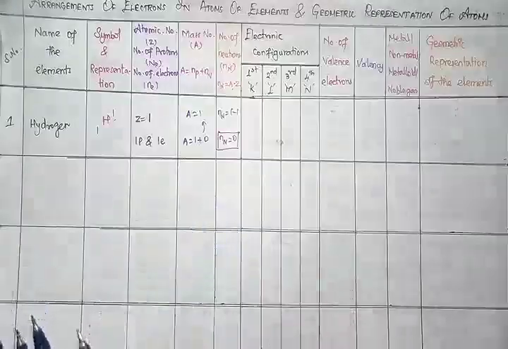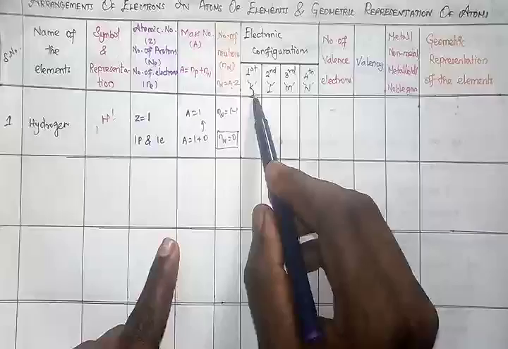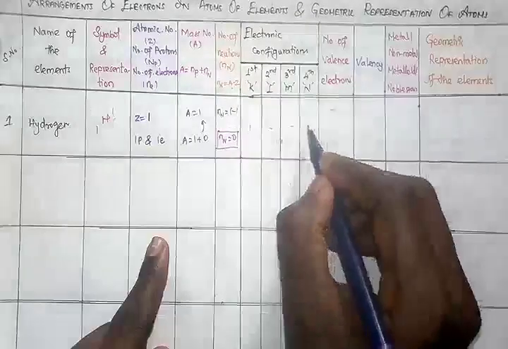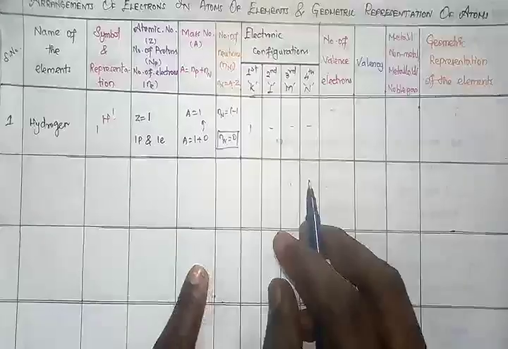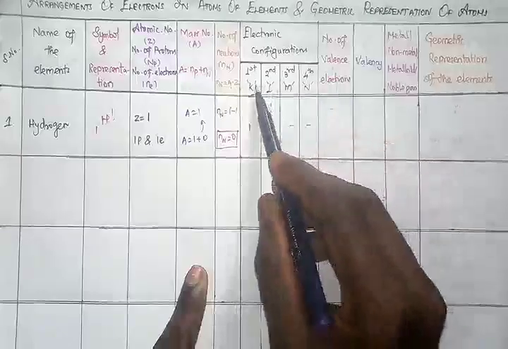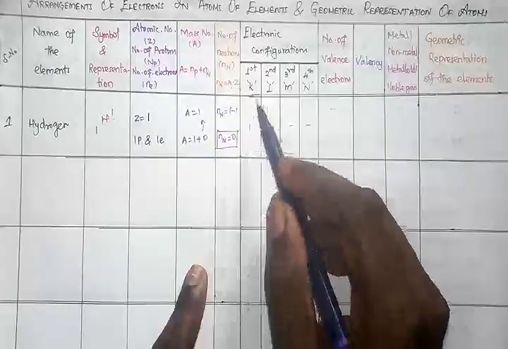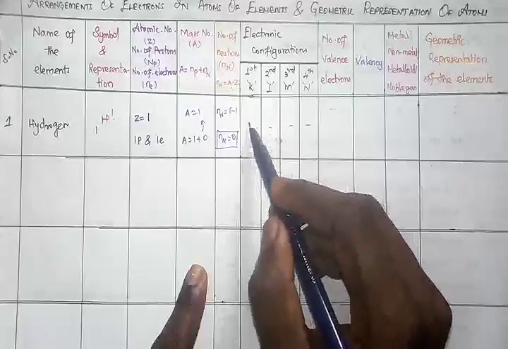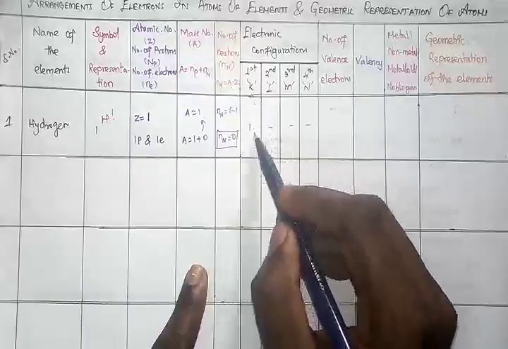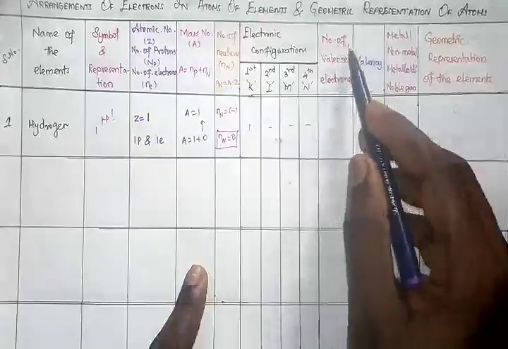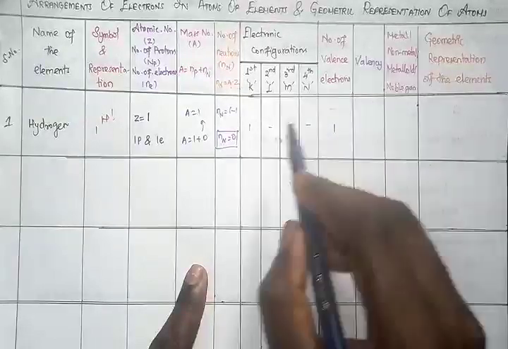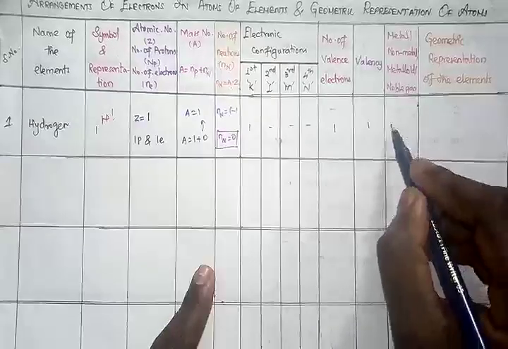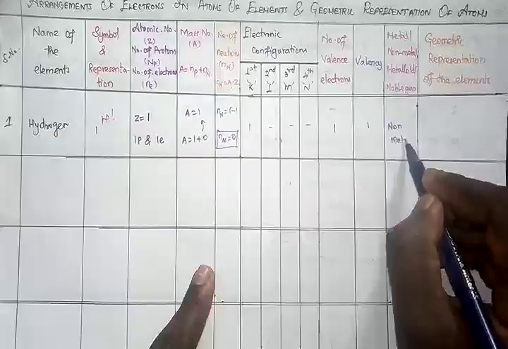The next one is the number of electrons in the K shell. It has only one electron, so only one electron is present in the K shell. Other shells are empty. Next, number of valence electrons. The first shell of hydrogen is K, and the last shell is also K. So the number of valence electrons, the number of electrons present in the last shell, is 1. What is the valency? It can either lose 1 electron or gain 1 electron, so the valency is 1. Is it a metal or non-metal? Hydrogen is a non-metal. It is a gas, a non-metal.